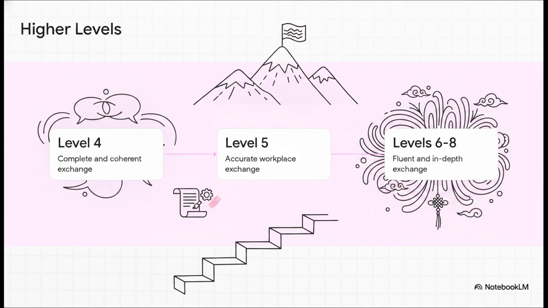Now, as we climb higher up the ladder, Step 1 demands complete and coherent communication at Level 4. Step 2 requires accurate academic and workplace communication at Level 5. And Step 3 really pushes into fluent, in-depth professional communication for levels 6 through 8. Notice that word accurate? That is absolutely crucial. At these upper levels, there is zero room for phonetic misconceptions. Tonal accuracy literally has to become second nature.